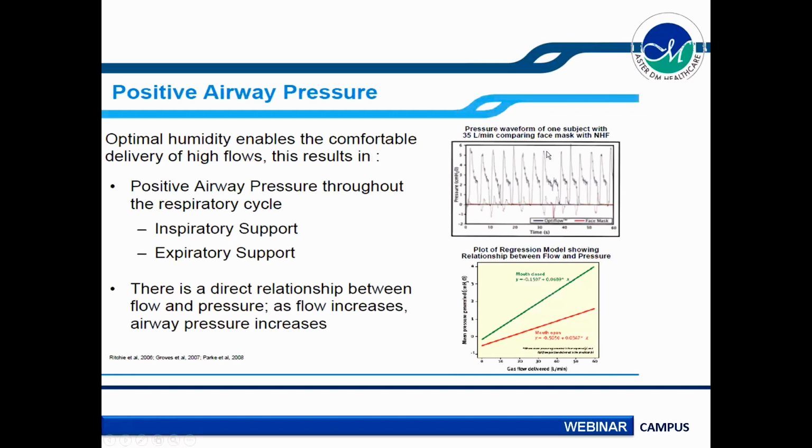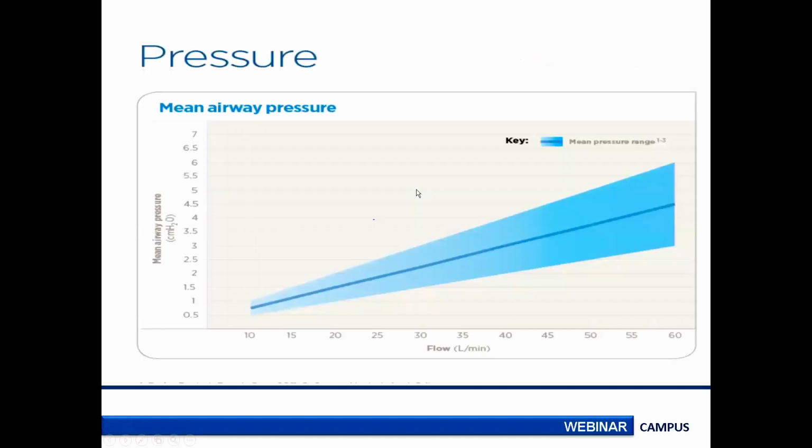Whether it is having a PEEP effect, this is the one which we discussed initially. So here you can see when the flows are increased, the optimal humidity enables the comfortable delivery of high flows that results in the positive airway pressure throughout the respiratory cycle. You have an inspiratory and an expiratory cycle, and there is a direct relationship between the flow and the pressure. So how do you increase the PEEP? You increase the flow, your PEEP will be more. So if you want to have more PEEP, you have to give more flow.